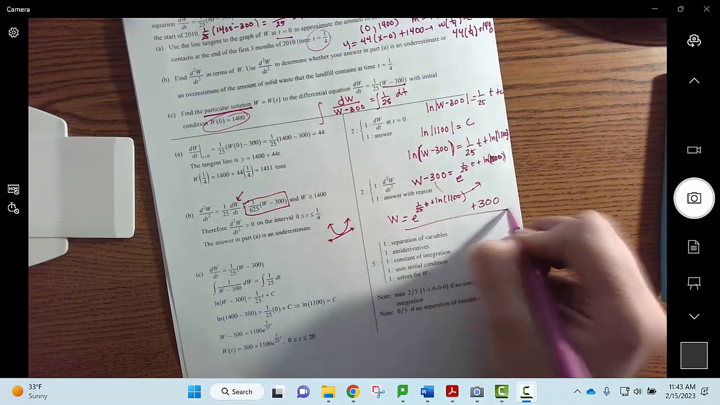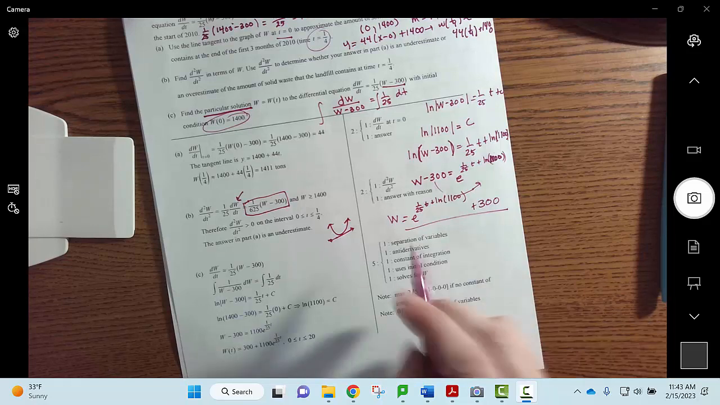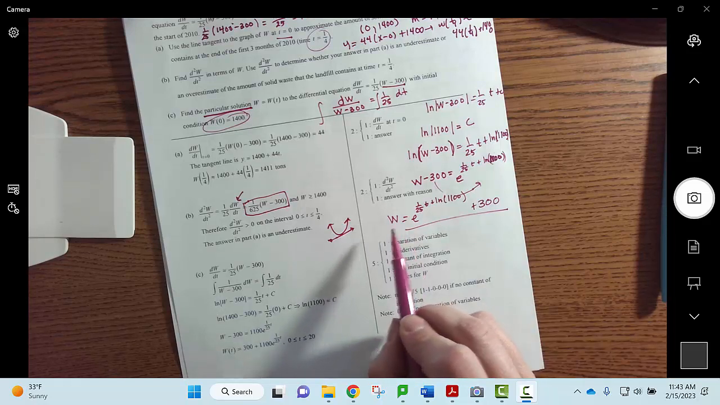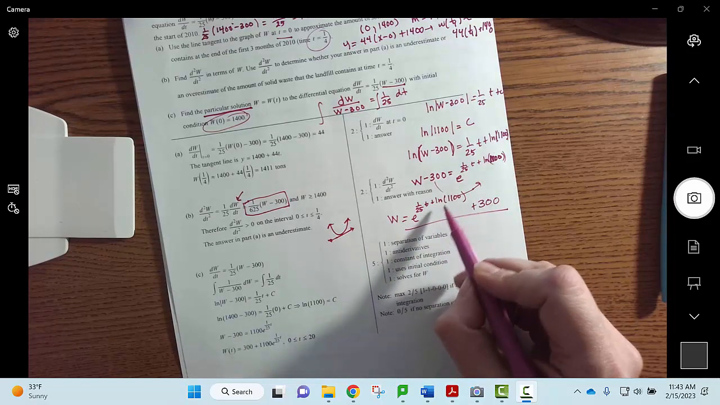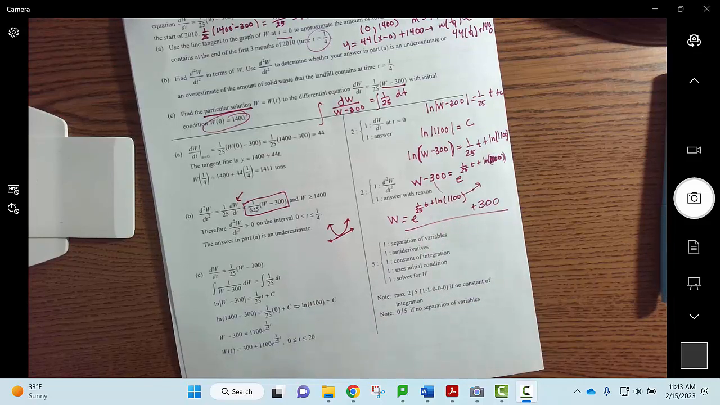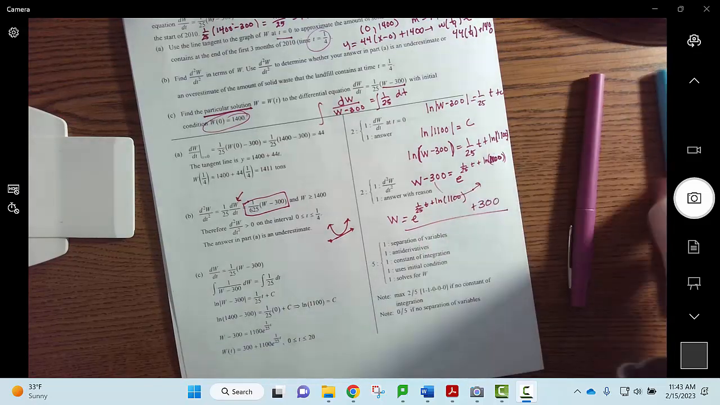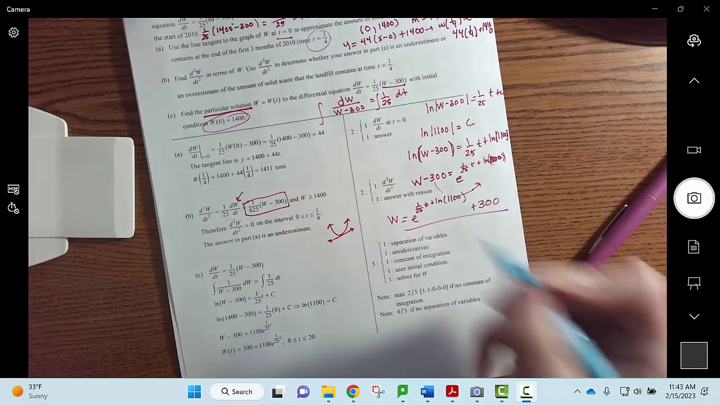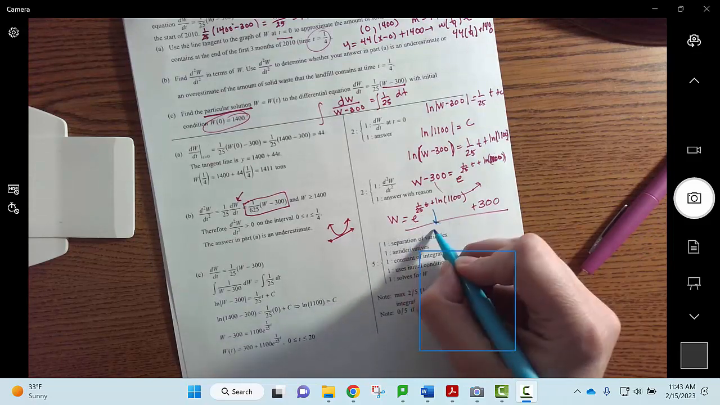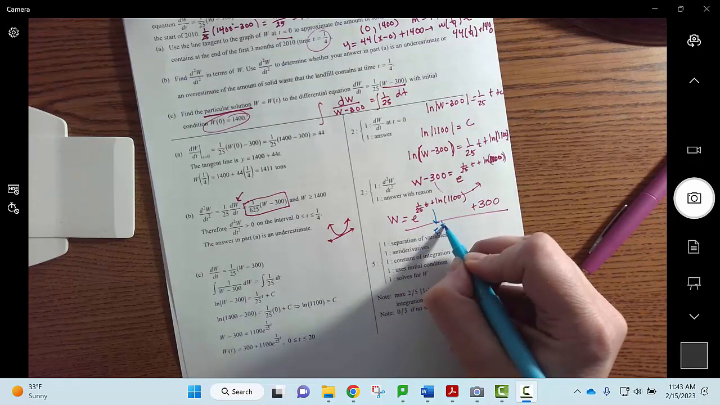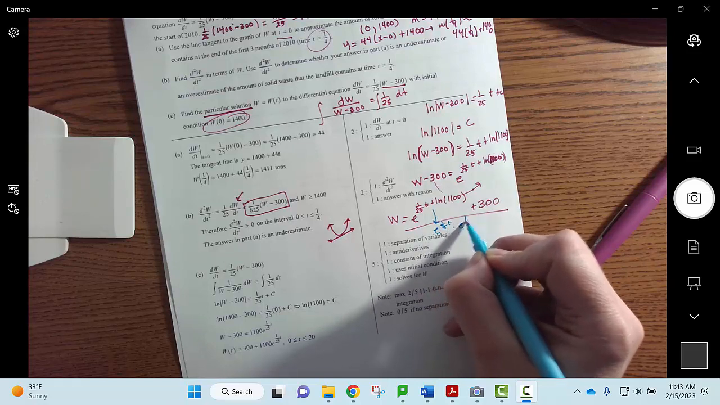Okay, so this answer would be totally fine because you have done what they asked you to. You've solved for w. You just haven't necessarily done this log rule right here and simplified, and they don't care about that. So if you want to know how they got what they have, they split this up. So remember, it's going to be e to the 1/25 t times e to the ln of 1100.